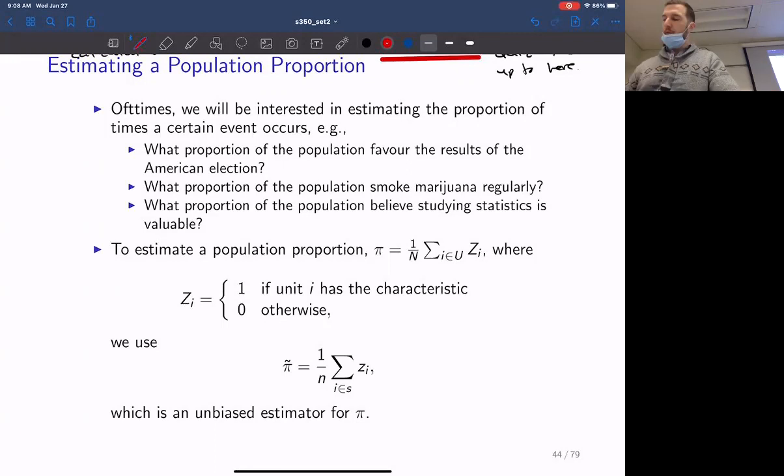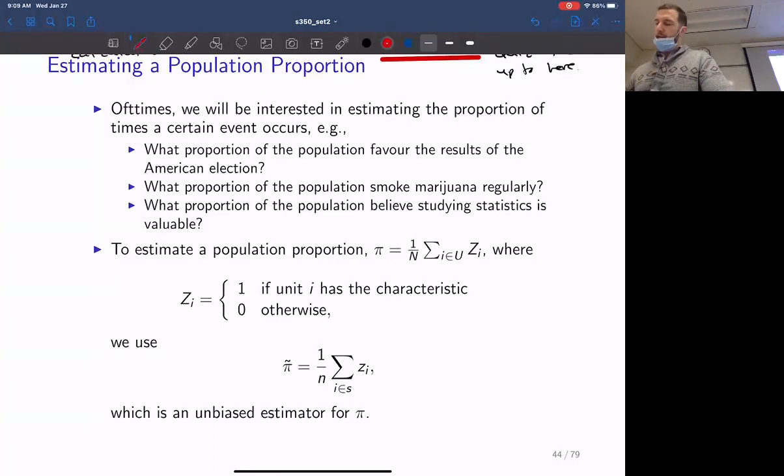What proportion of people smoke marijuana regularly could be another question that you might be interested in. In this case, you'd be defining bounds based off of what you think is regular, but the idea is the same. The value that we are interested in is either a 1 if the observation has the characteristic that we want to discuss and 0 otherwise.